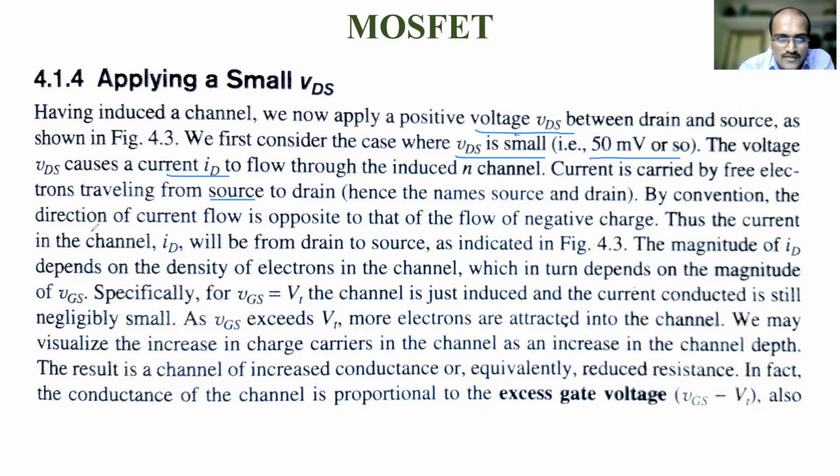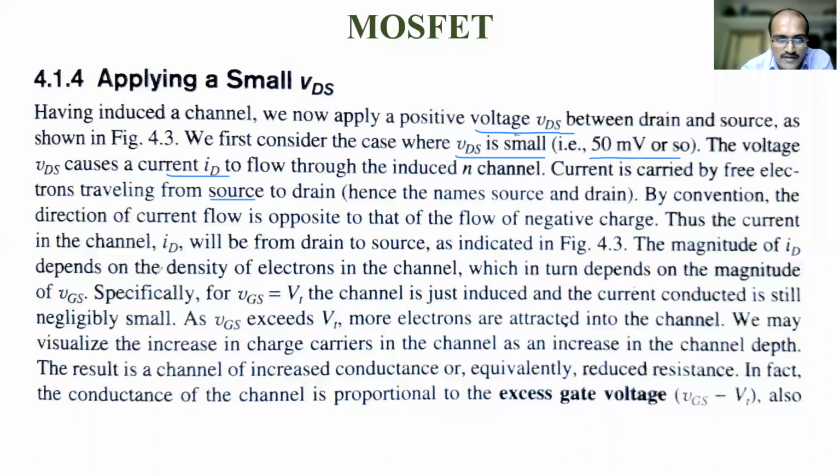By convention, the direction of current flow is opposite to that of the flow of negative charge. The electrons travel from source to drain, but the direction of current flow is opposite to that. Normally the conventional current is opposite. Thus, the current in the channel ID will be from drain to source, as indicated in the figure.